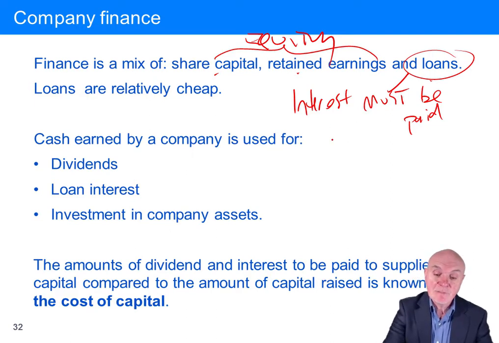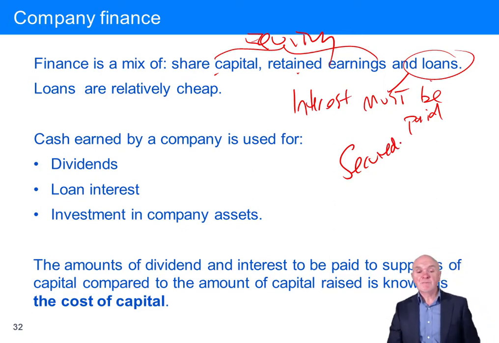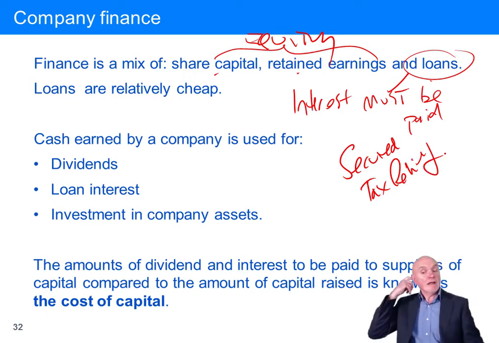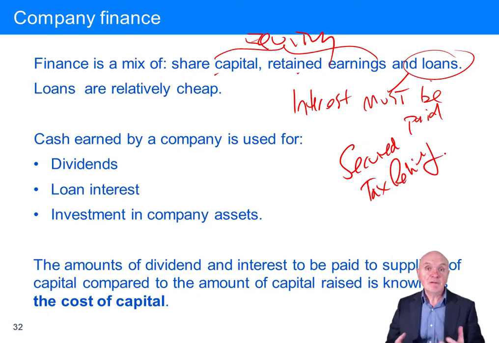Also, the loans tend to be secured. This means that there's a mortgage. So if the bank lends you money, the bank essentially has an agreement to say, if you don't pay me the interest, or don't pay me the loan back, then I can grab the company premises and sell that and reimburse myself out of that. And they also get tax relief. The interest paid enjoys tax relief. So in other words, the interest paid is reduced by the 20, 25, 30%, whatever the corporation tax is.